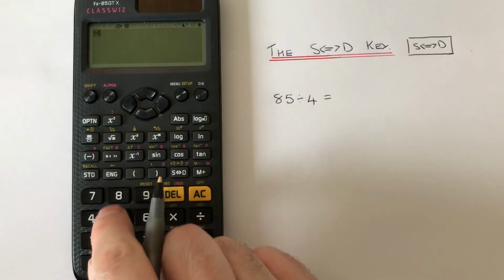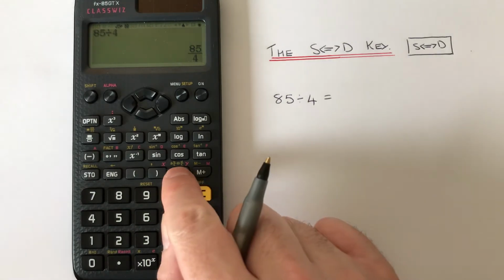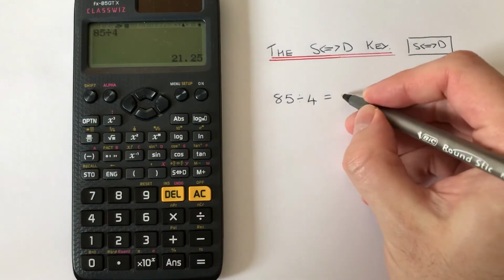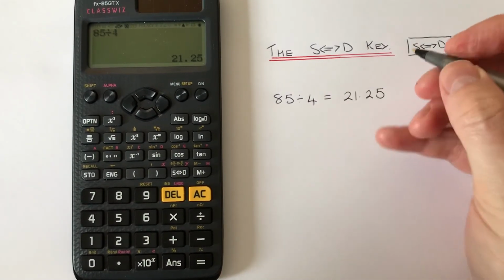If we type that in and press equal, you'll notice the first answer we get is the answer as a fraction. It's come out as an improper fraction. If you need to get that as a decimal, we just press the SD key and it will convert it into a decimal answer.